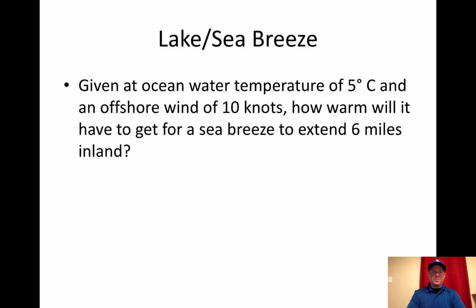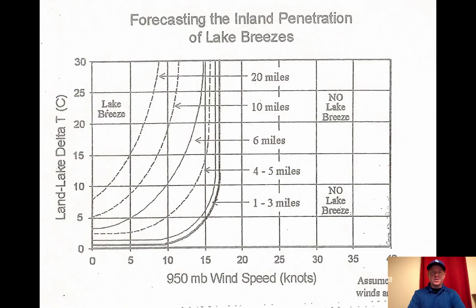All right, so last couple here, I think this might be the last one. Ocean water temperature of 5, and you have offshore wind of 10 knots. How warm will it have to get for a sea breeze that extends 6 miles? So we already have practice on that one. 10 knots, we wanted to go 6 miles inland, right? So the answer is about 15, but let's look at it. All right, so 10 knots, we wanted to go 6 miles in, so here's that curve there.